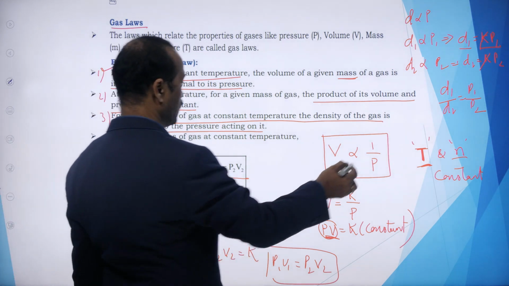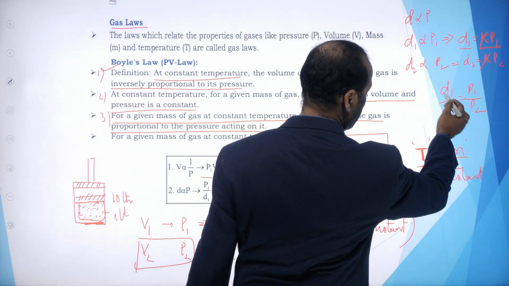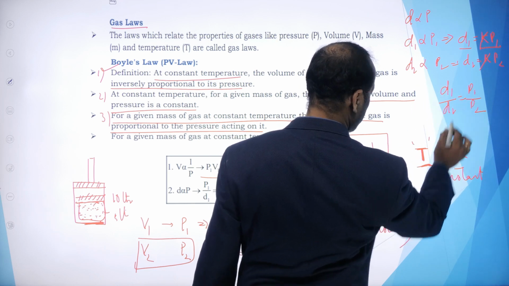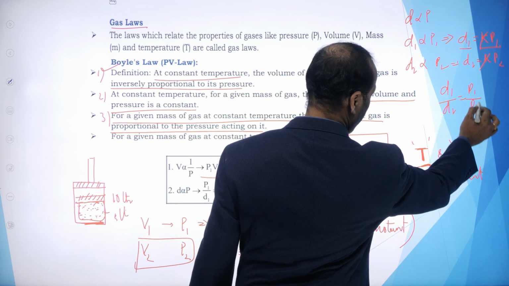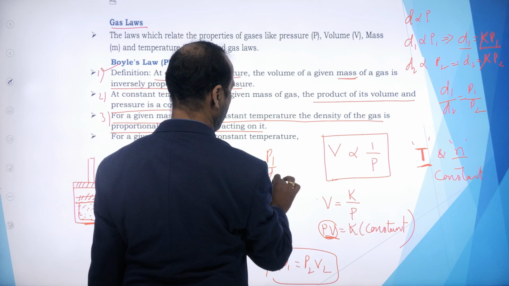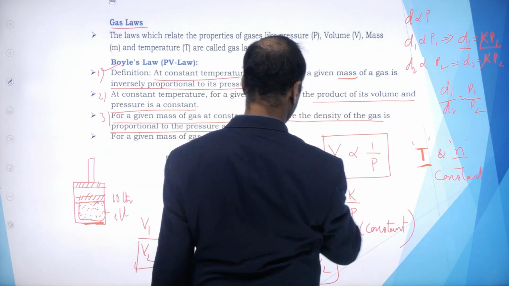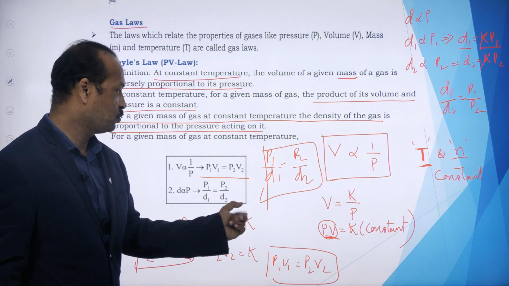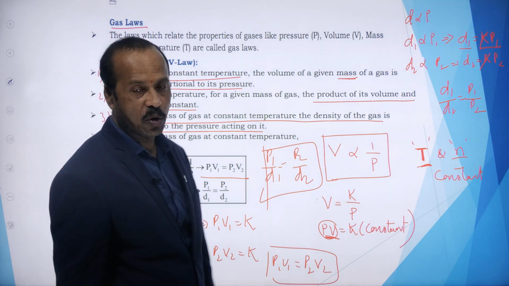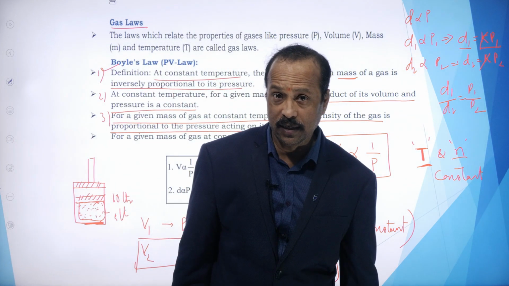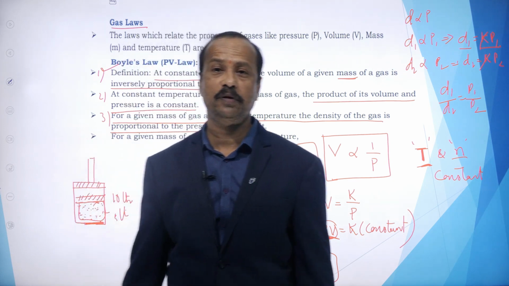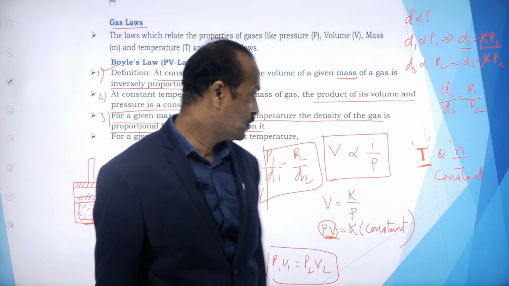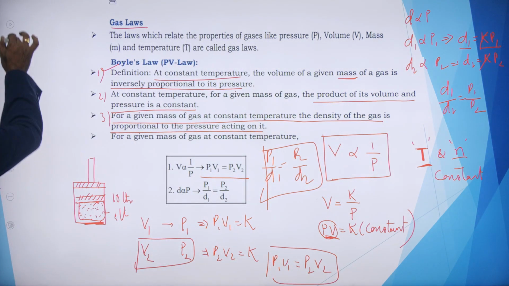Otherwise you can write this: D1 I bring here, P2 I bring here. That becomes P1 by D1 is equal to P2 by D2. That's all. So that is called Boyle's law. Is this clear? So Boyle's law states what? At a constant temperature, the volume of a given mass of a gas is inversely proportional to pressure. Okay. So that's about Boyle's law.